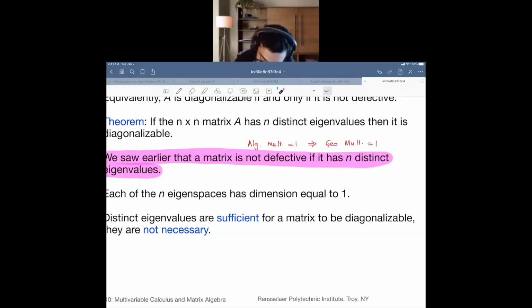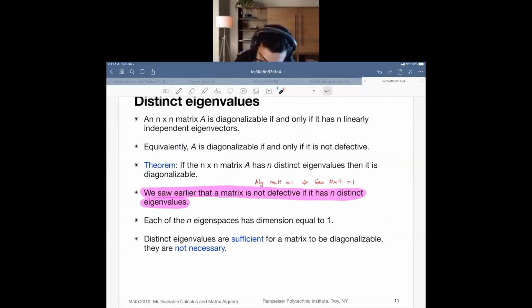And if the algebraic multiplicity and geometric multiplicity are both 1, we know that the matrix is not defective. And if it is not defective, then you will be able to diagonalize it. So it will be considered a diagonalizable matrix. So A is diagonalizable if and only if it is not defective.